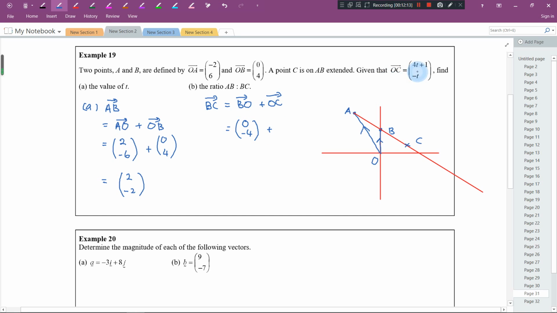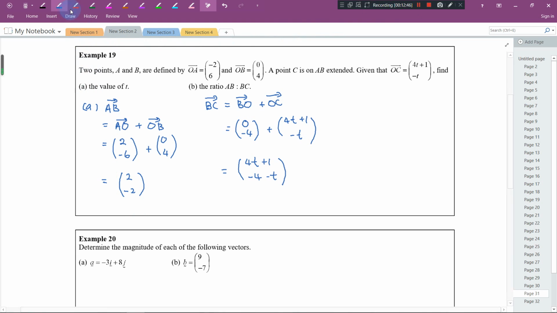OC, no problem, we just copy 4t plus 1, then negative t. Okay, now 0 plus this, you will get 4t plus 1. So negative 4 plus negative t, you get negative 4, negative t. Okay, so until here, we have the vector of AB and BC. So here we have two methods to solve it.